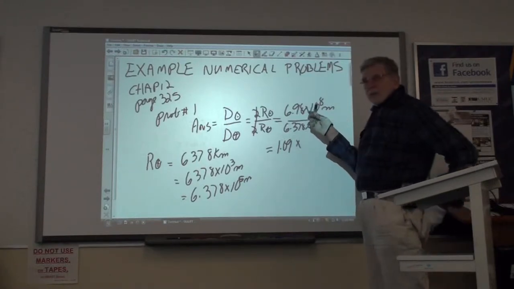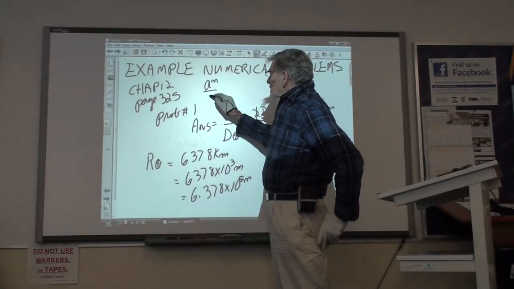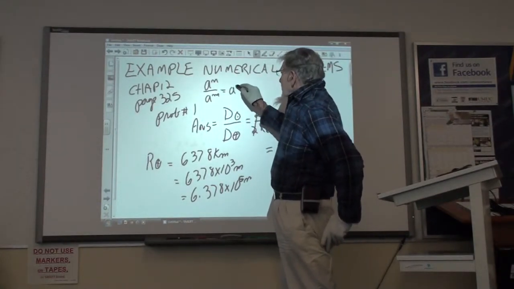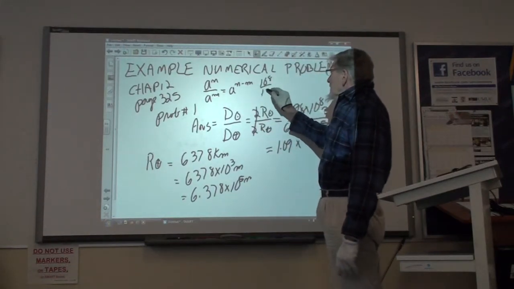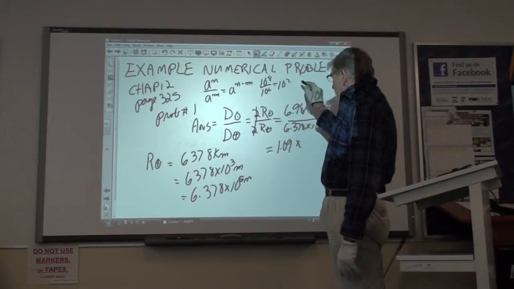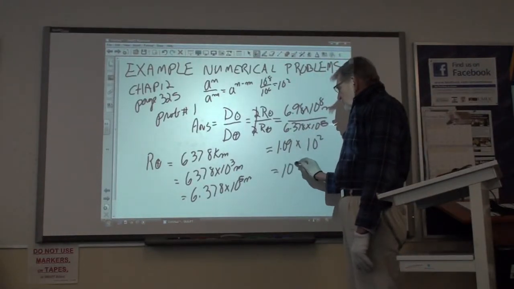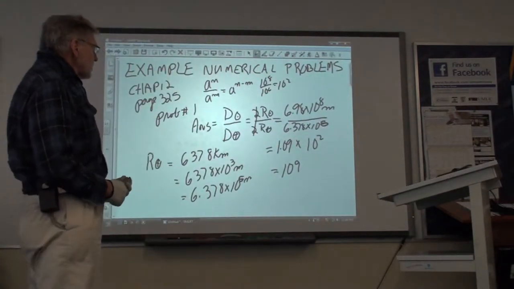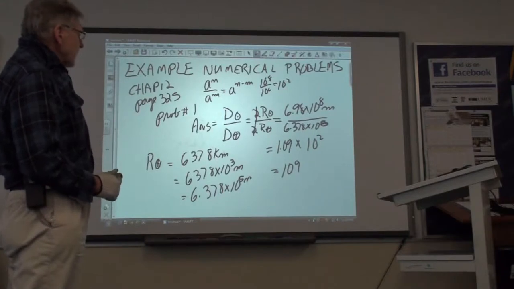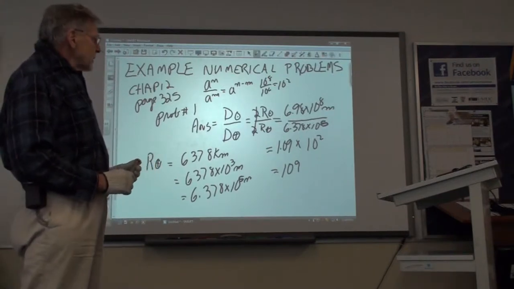Now we know that when we divide powers of 10, we have a rule that a to the n over a to the m is equal to a to the n minus m. Therefore, that means that 10 to the 8th divided by 10 to the 6th is equal to 10 squared. So this is times 10 squared. If we move the decimal point 2 places, we find that the answer to the problem is 109. The radius of the sun is 109 times larger than the radius of the earth.